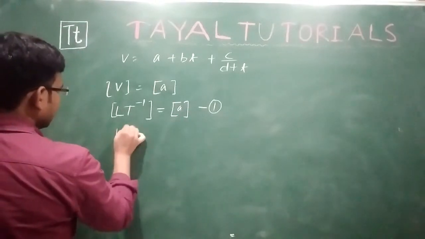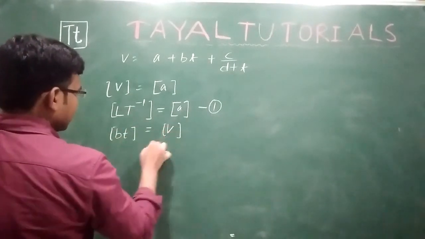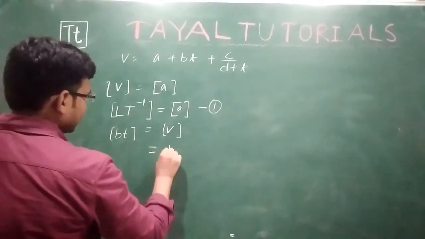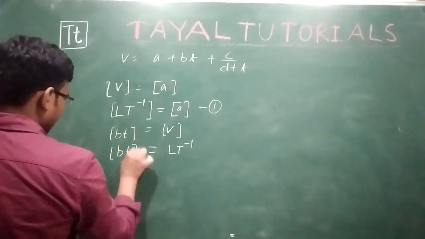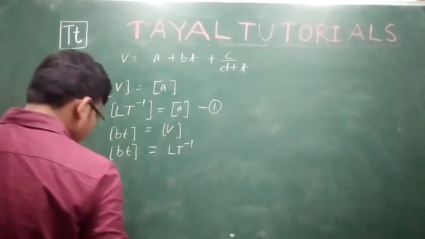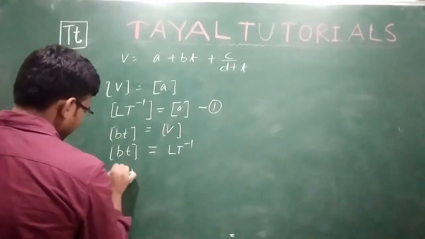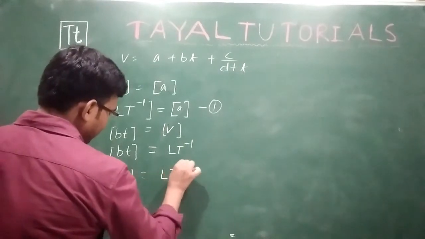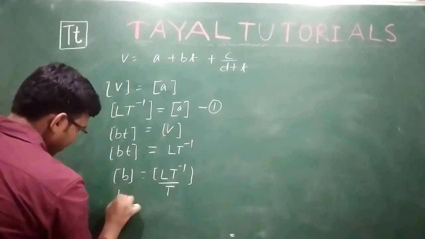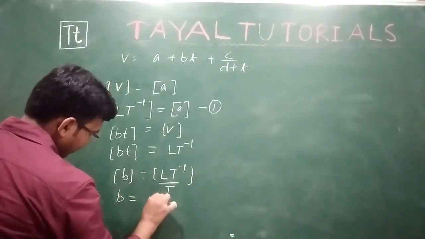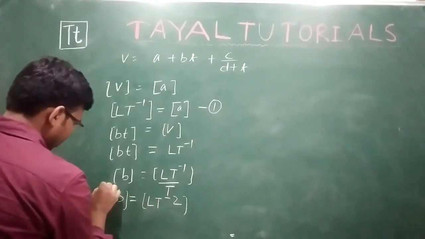Next I am equating the bt term with v. So bt is equal to v, and the dimension of v is LT minus 1. Bringing that t here, the dimension of b is equal to LT minus 1 by capital T, so the dimension of b is LT minus 2.